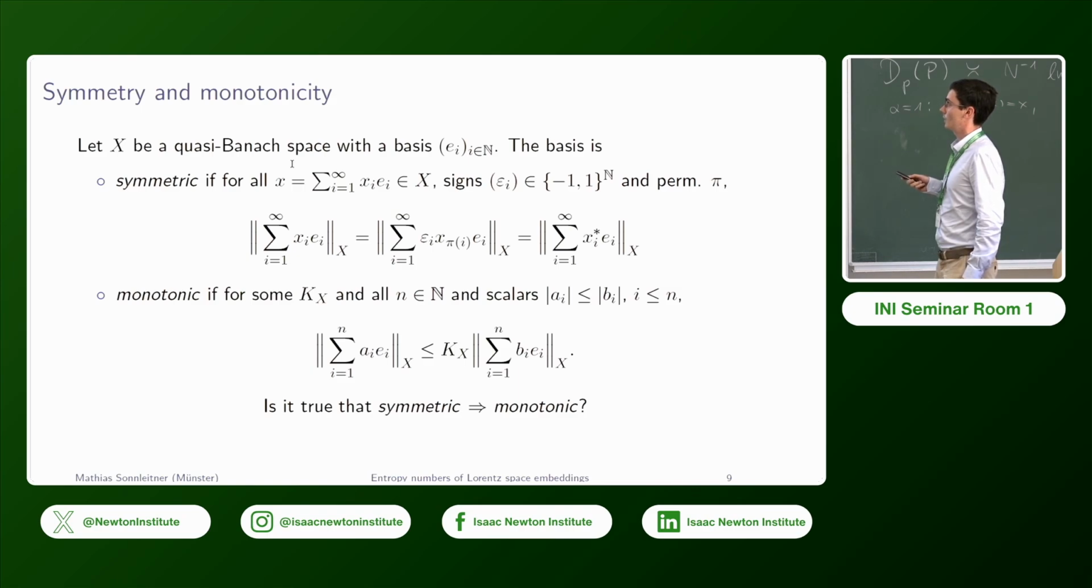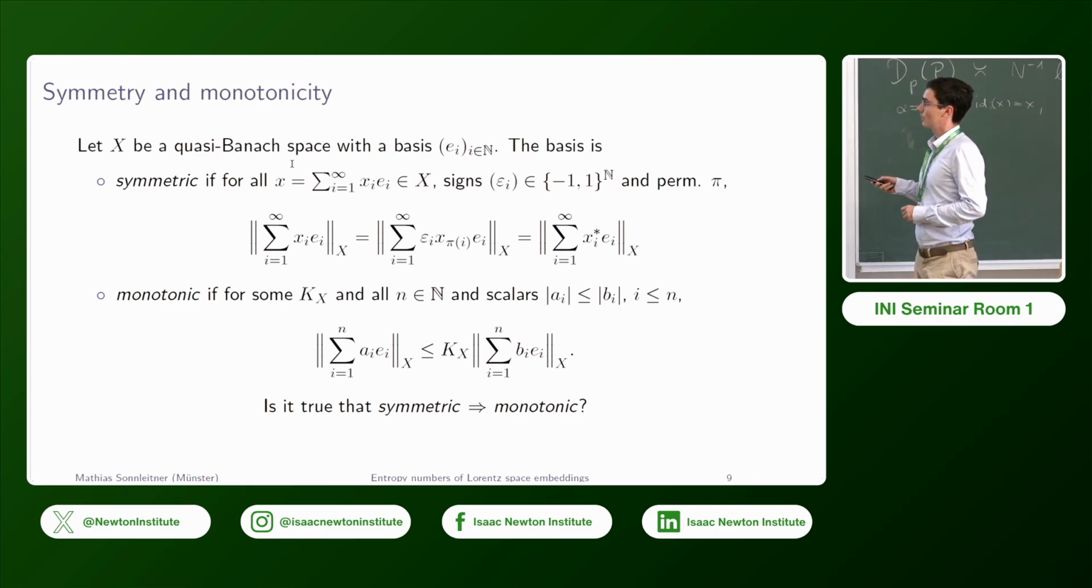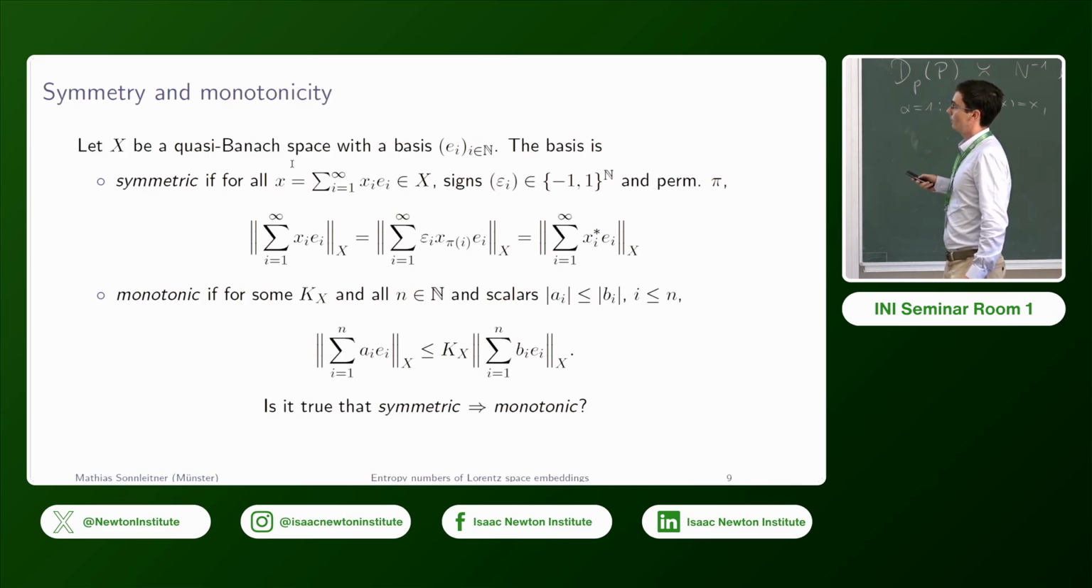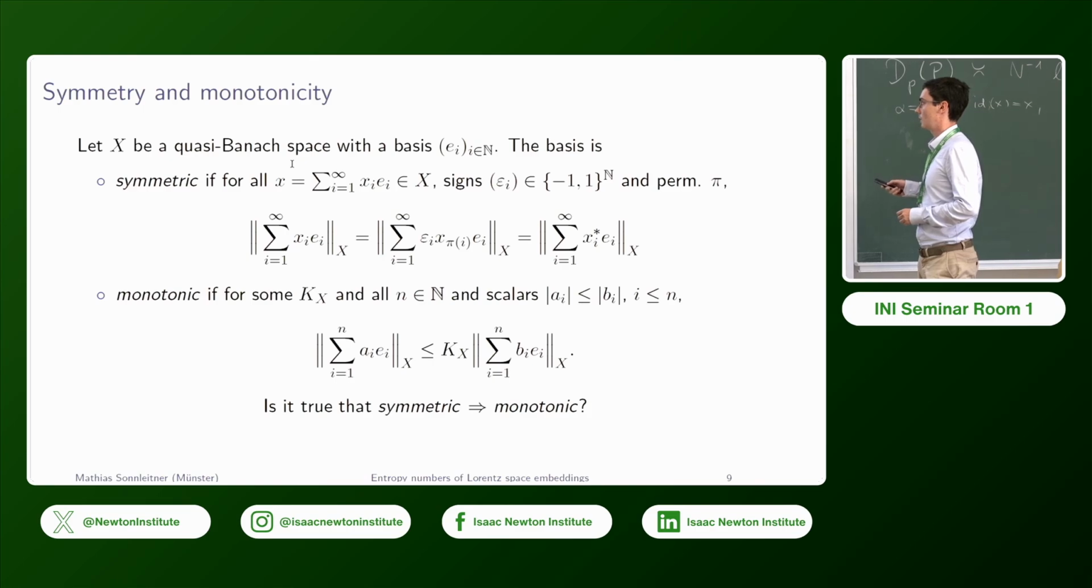We need some assumptions on our quasi-Banach spaces, which will be satisfied by Lorentz spaces. First of all, they should have a symmetric basis, meaning that essentially the norm of an element only depends on the non-increasing rearrangement. And we want to have the following monotonicity property: if we have coefficients and we increase the coefficients in absolute value, then the quasi-norm should also increase, up to a constant.